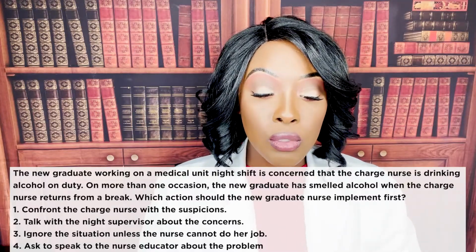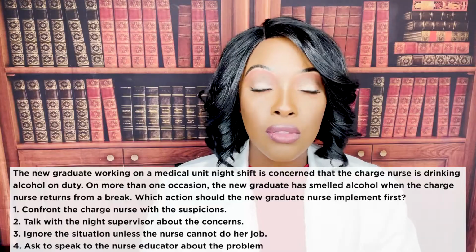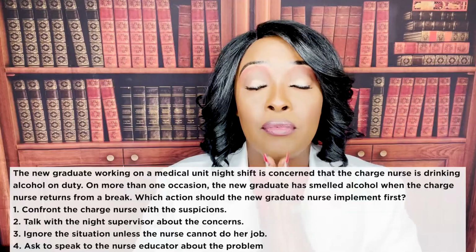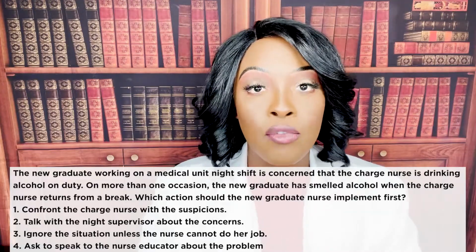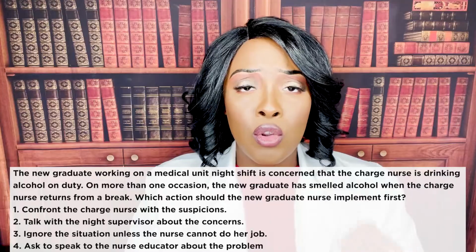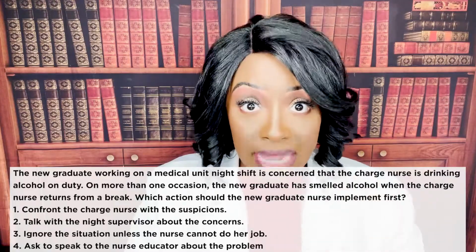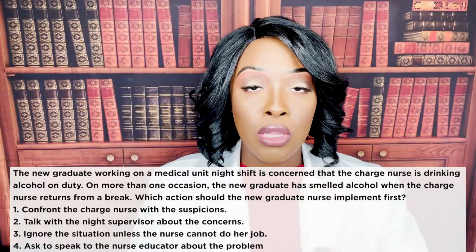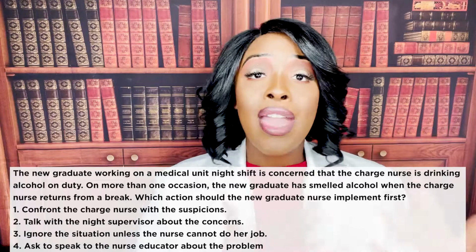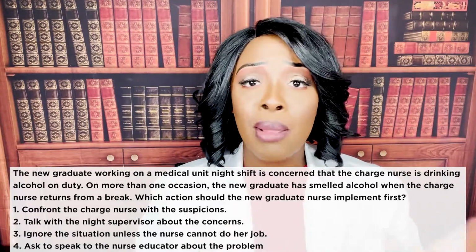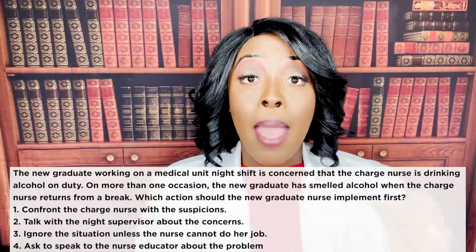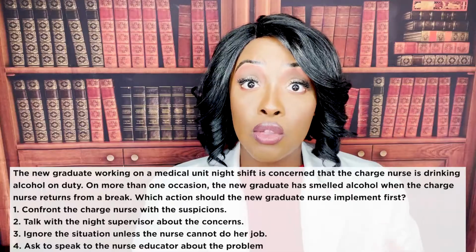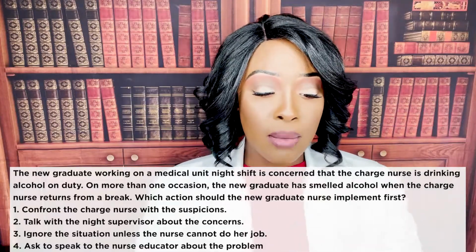And guys, the correct answer is 2. Talk to the night supervisor about the concerns. If you've been following me for any amount of time, you know I've preached this to you many times before. If you have an issue with another nurse that involves patient safety, you do not confront that nurse. You go to your supervisor or that nurse's supervisor, but you have to take it a step above. If you have a personal problem with a nurse, you think they don't like you, then you go to that nurse directly. But if patient safety is involved, you move up the ladder of command and you go directly to the supervisor. So that's why number 2 is the correct answer.